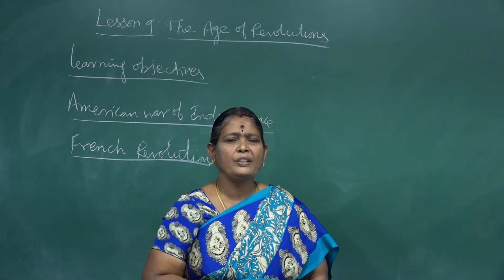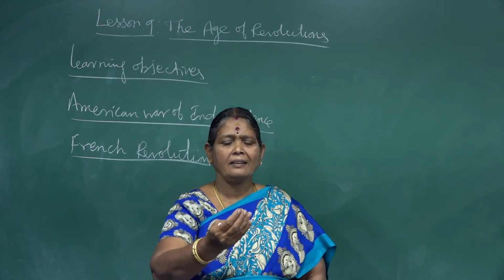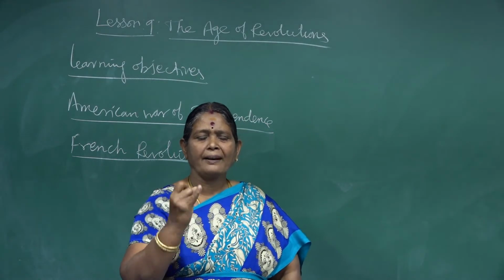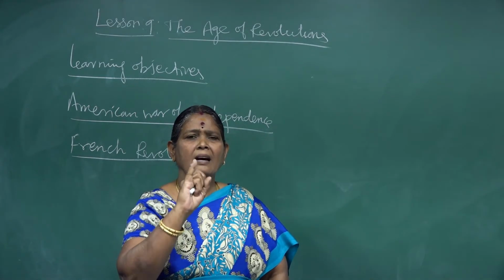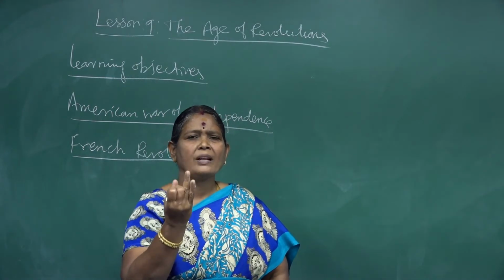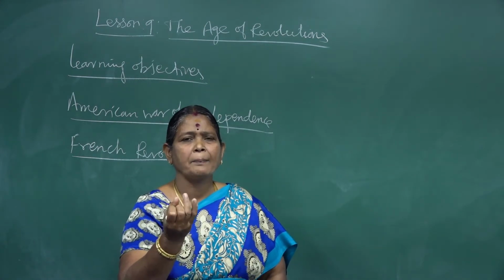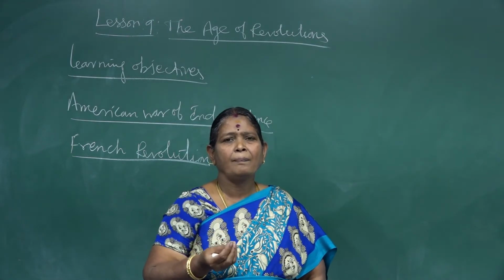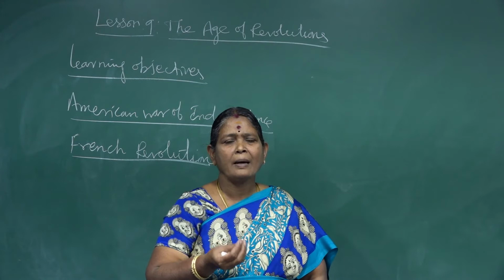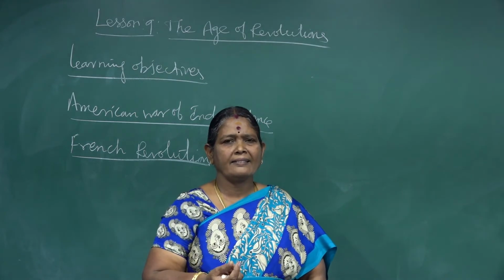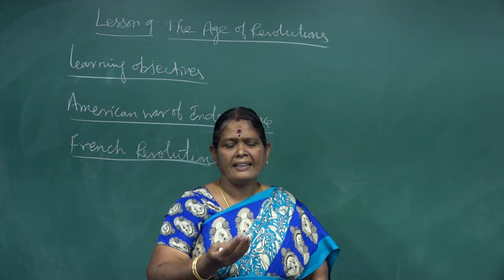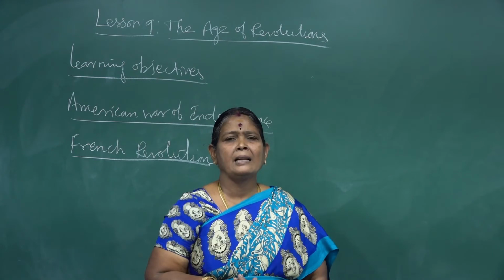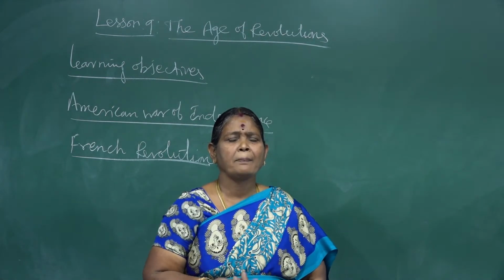Next, we are going to see the results of the American War of Independence. The first result was that America got independence. The second one, it made America a republic. The third, the Declaration of Independence was a model for other European countries. Then the next one, freedom, equality, and abolition of feudal rights and privileges were made.